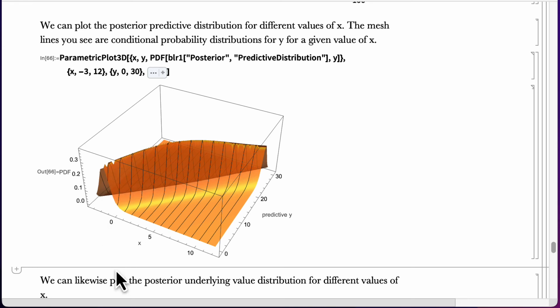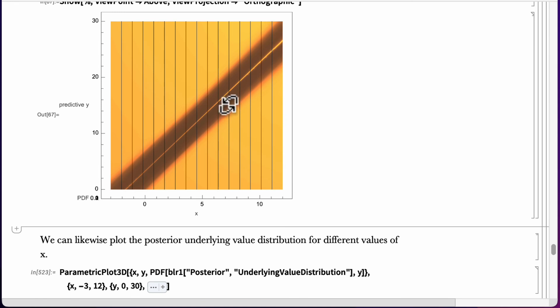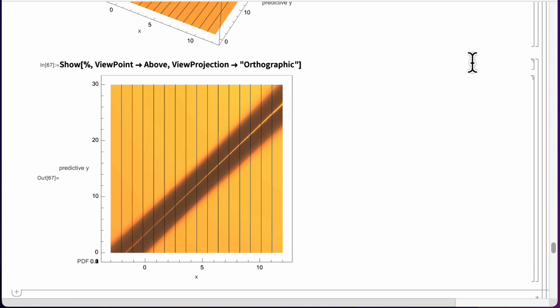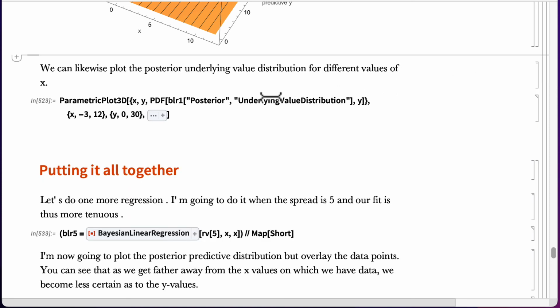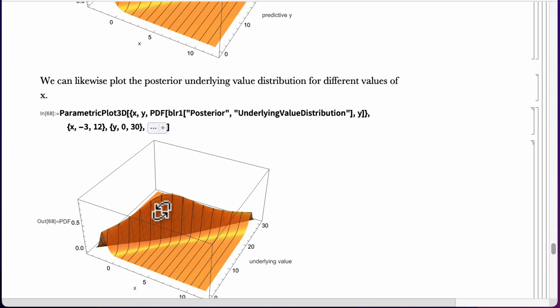If I'm going to live dangerously here, let's show the last thing with the viewpoint being above. And we're going to use the view projection and make it orthographic. All right. If all goes well, yes, you can see that lovely ridge line, which is actually the best fit line. Okay, and we could also plot the underlying value distribution and see where that goes. It's a similar picture, but you'll notice that we're more certain of where the best fit line is going to be where all the data is. As we start to extrapolate out, we're not so sure where that best fit line is going to be, and so it's not as high of a peak.